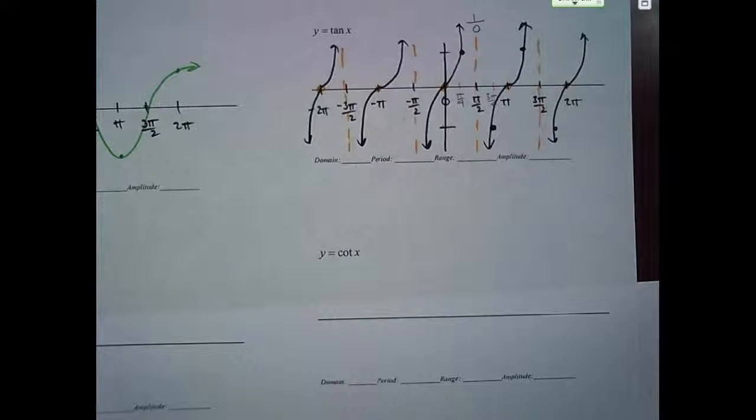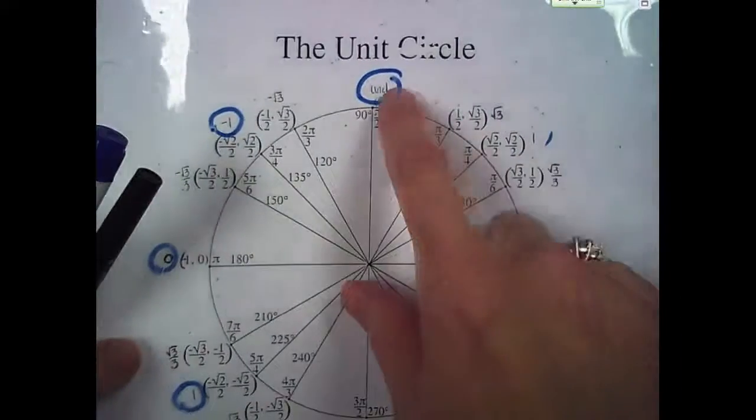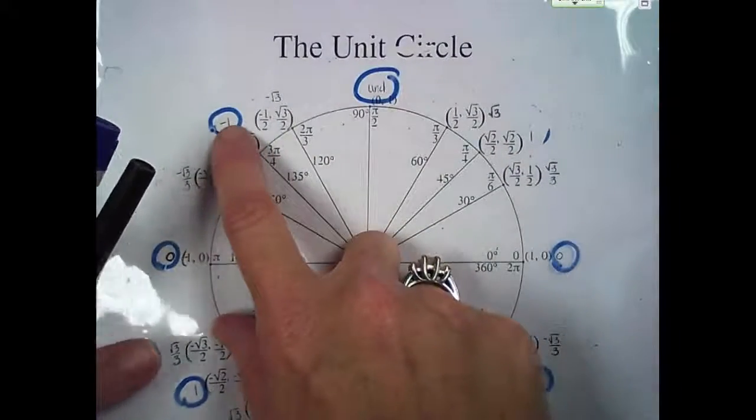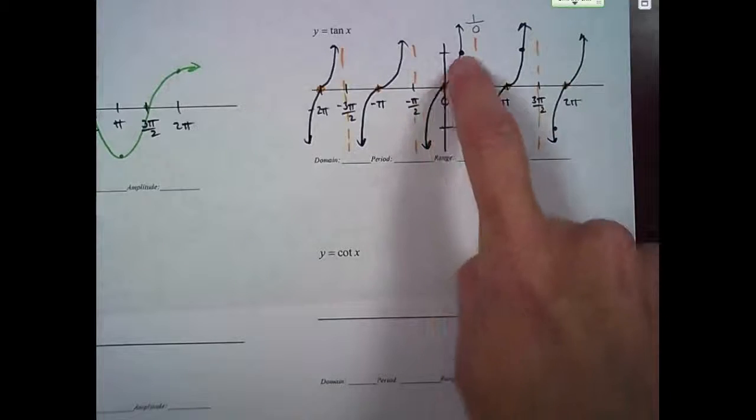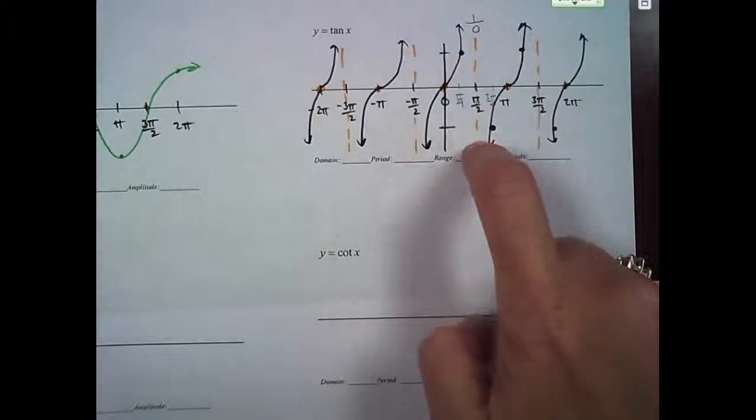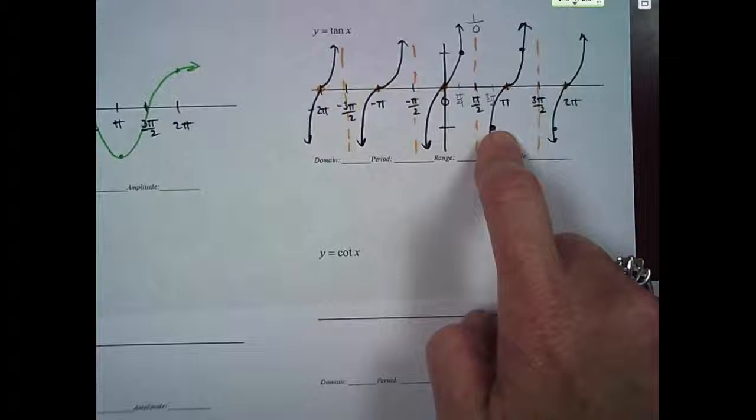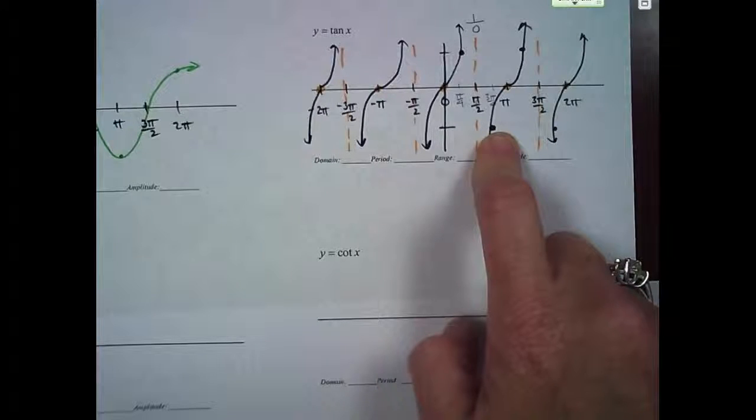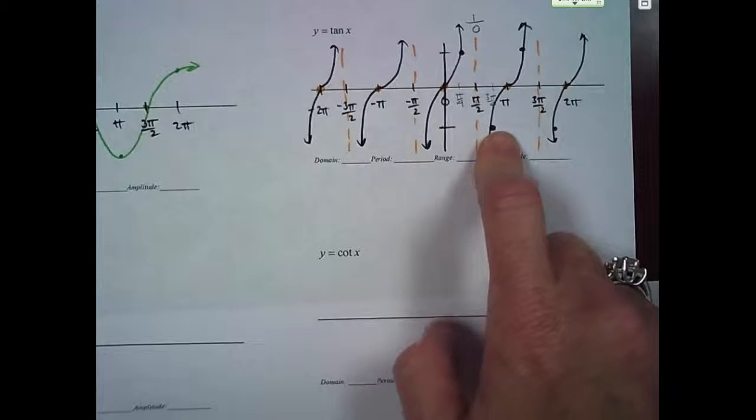If we marched our way around the unit circle, look what we're going to get. Watch. Ready? 0, 1, undefined, negative 1. Let's check it. 0, 1, undefined, negative 1. Do you see them march around? Does that help you see it? Okay.